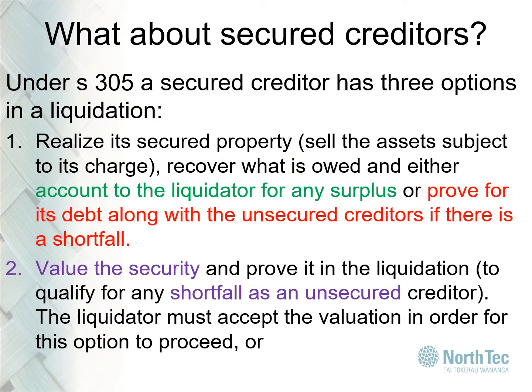What about secured creditors? Under Section 305, a secured creditor has 3 options in a liquidation: realize its secured property, sell the assets subject to its charge, recover what is owed, and either account to the liquidator for any surplus or prove its debt along with the unsecured creditors if there is a shortfall. Or, value the security and prove it in the liquidation to qualify for any shortfall as an unsecured creditor. The liquidator must accept the valuation in order for this option to proceed.